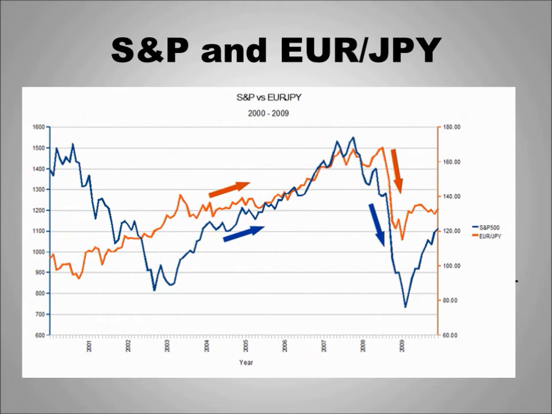Okay, so let's compare the Standard & Poor's with the euro Japanese yen. And notice that there is some correlation. Now, in the beginning, they were moving in opposite directions, but there seems to be some symmetry. Now, it may be overwhelming at first to determine why a currency pair and a stock index might be moving in opposite directions or in the same directions.